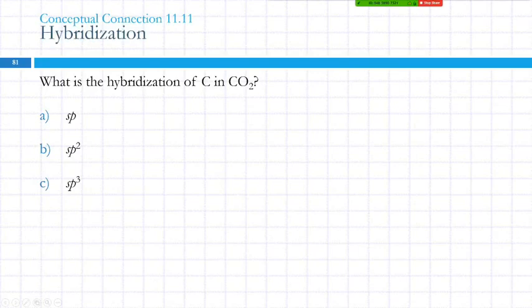So this one might be worth looking at. What's the hybridization of carbon in CO2? We have to look at the Lewis structure. So carbon here is making 2 double bonds. Each of these double bonds has a sigma bond and a pi bond. There's a sigma bond and a pi bond, a sigma bond and a pi bond.